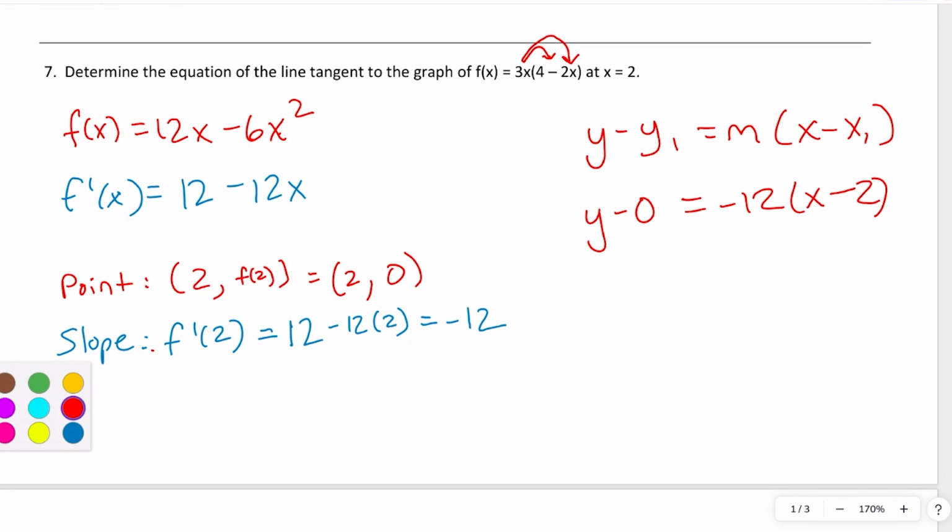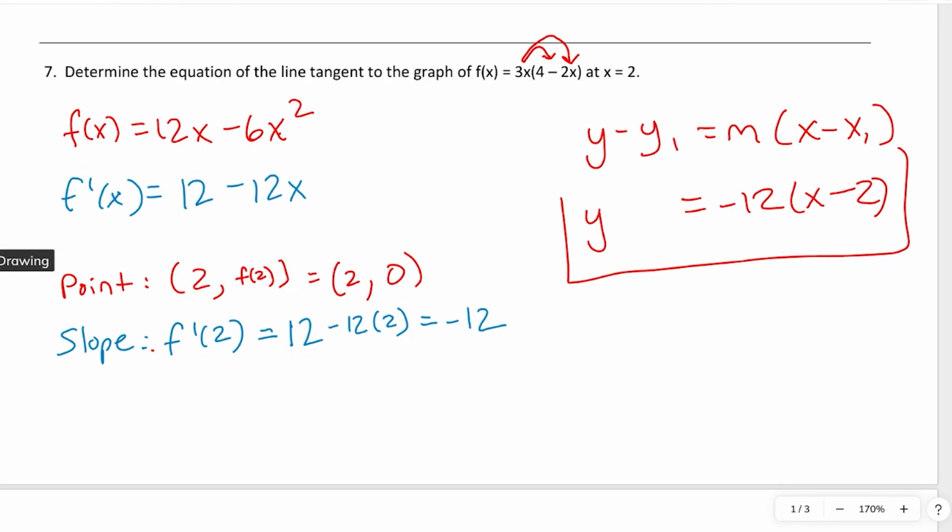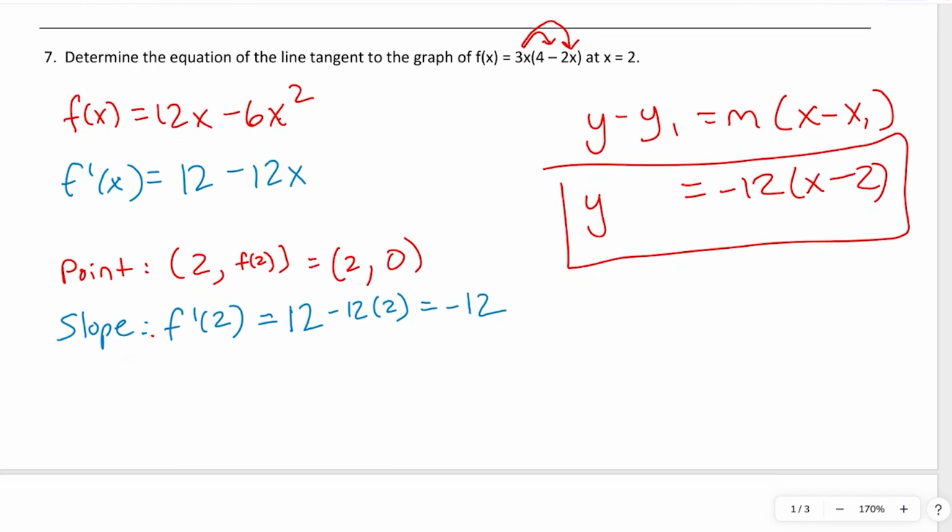So that's it. You can leave it like that. You might be tempted to just go ahead and erase that minus 0, which is totally fine. I do the same thing. But yeah, there's your equation.